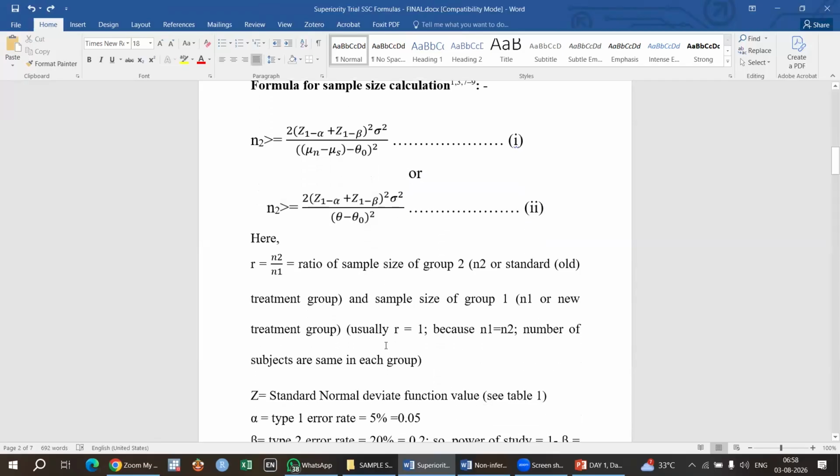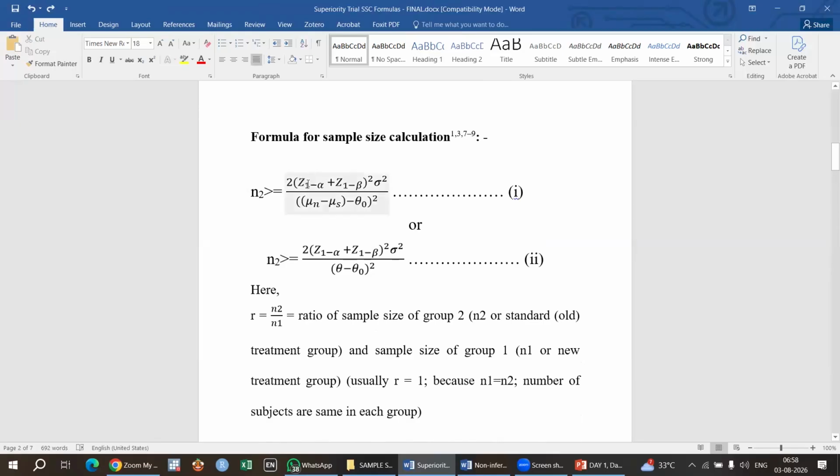Now, fill in each and everything. Please tell me the value of Z1 minus alpha at 95% confidence interval. You have the table. Tell me. 1.645. Very good. Please tell me the value of Z1 minus beta at 80% power of the study. Please tell me.